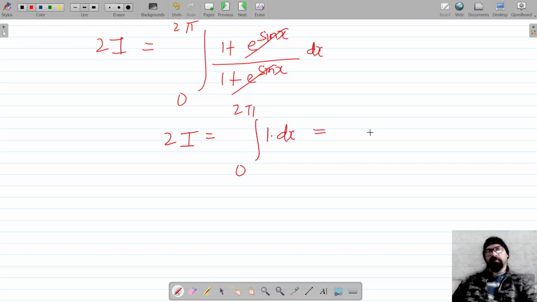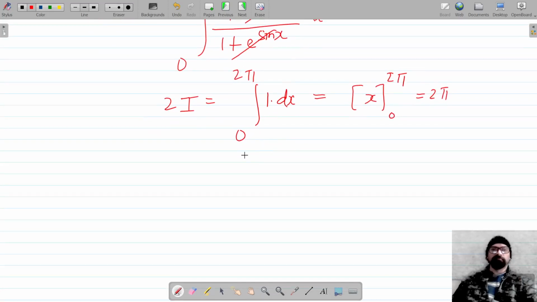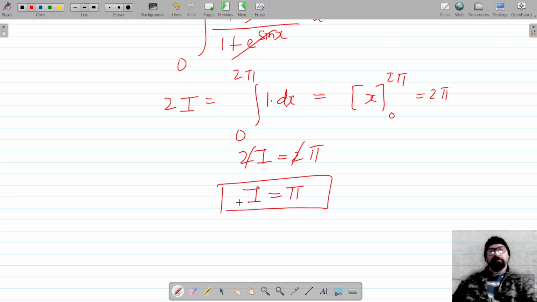So integration of 1 is x, so this is x from 0 to 2 pi, which becomes 2 pi. So 2I is equal to 2 pi, and I is equal to pi. So our answer integral is pi.